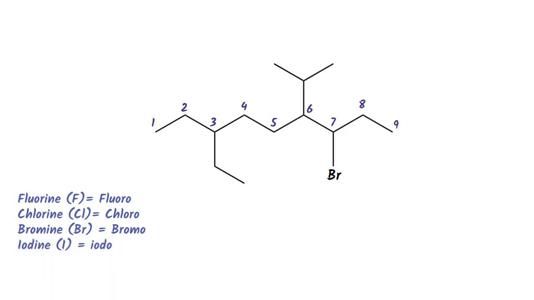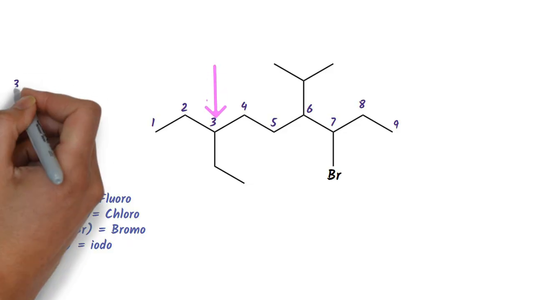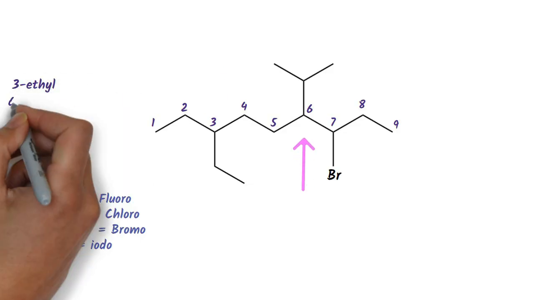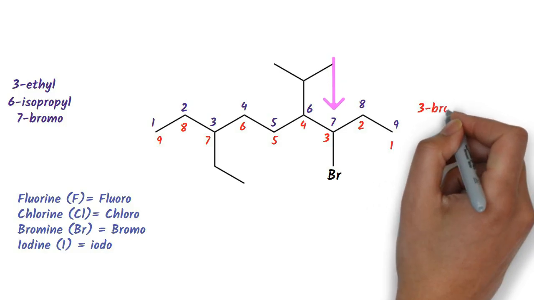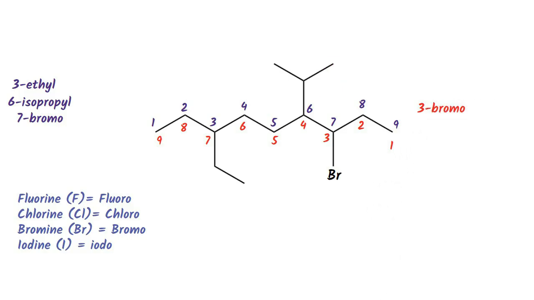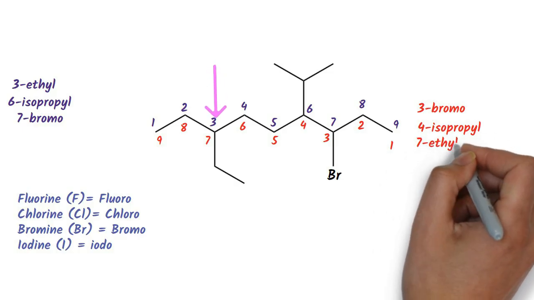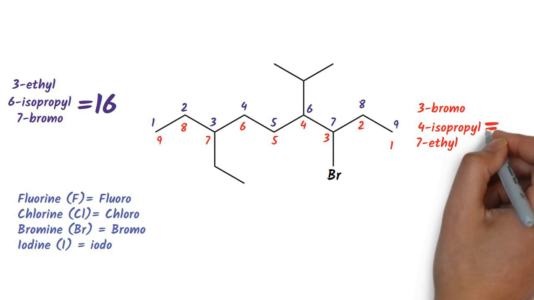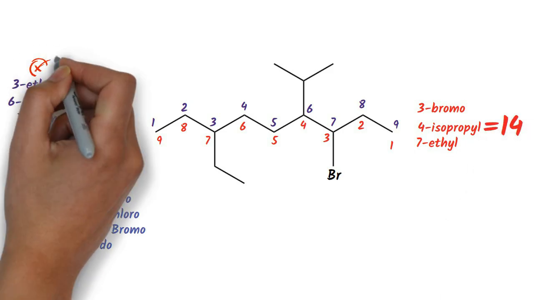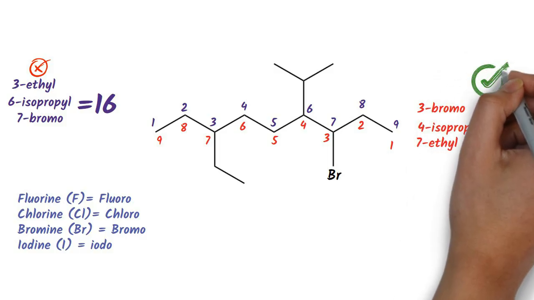Now with numbering from left side, at C3 we have ethyl. At C6 we have isopropyl. At C7 we have bromo. If we do numbering from right side, then at C3 we have bromo. At C4 we have isopropyl. At C7 we have ethyl. Sum of locants for this is 16. And here the sum of locants becomes 14. This is wrong and this right side numbering is chosen.